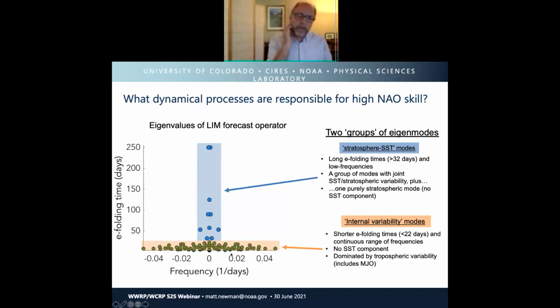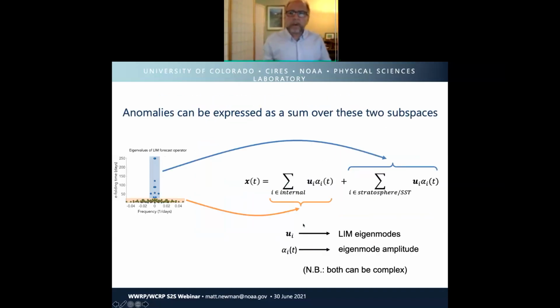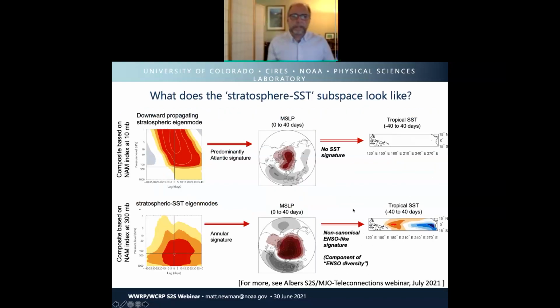This is similar to results that we've had previously doing this sort of analysis, looking at just tropical variability or looking at the PNA. There's a recent paper by Henderson et al. where we've done a similar approach. So now we'll take any anomaly, any state vector x, remember all the variables that we have in the LIM, and we're going to express it as the sum in these two subspaces. You can think of this as a dynamical filter. We'll look at one part in the internal space and the other part in what we call the stratosphere-SST space, and write it in this way.